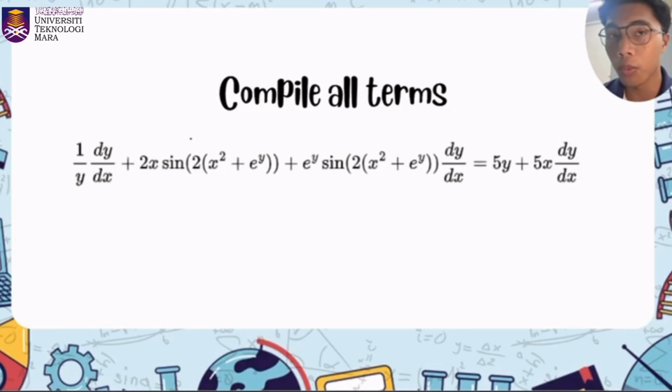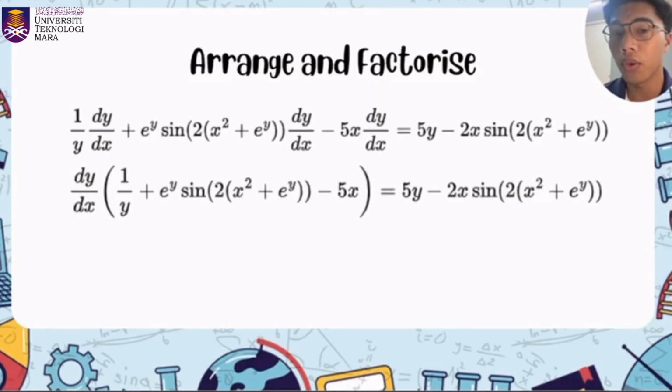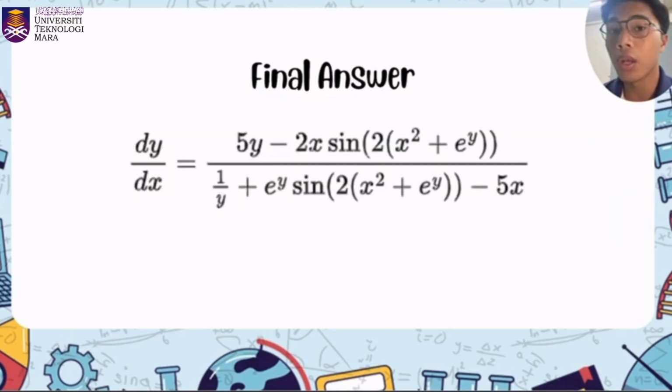After that, what we must do is arrange and factorize dy/dx. So after we rearrange the terms that contain dy/dx to one side, like the above equation right here, we must factorize it like the below equation right here. After we bring the factorized part to the other side, we get dy/dx by itself. Thus, we get the final answer.